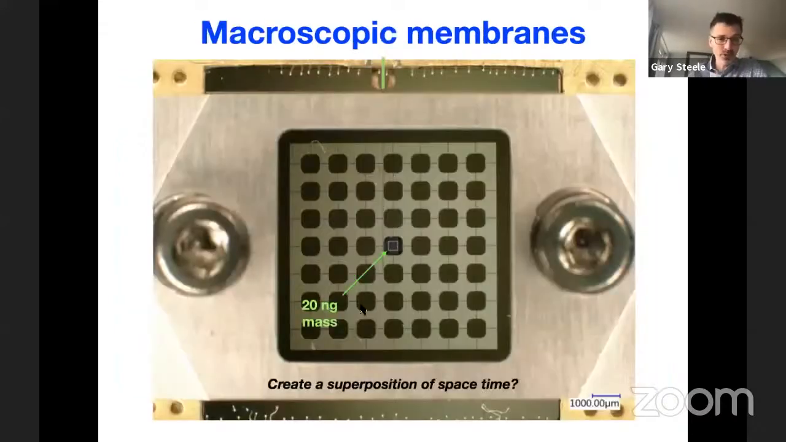So the platform that we work on is this guy here. This is a 350 micron membrane like the one I showed earlier, but now we've built it into this phononic shield to prevent phonons from leaking out, to give it a very high quality factor. And we're currently working on experiments where we want to cool this membrane to its ground state and then start to look at making quantum superpositions of its motion, which means that we would in principle have quantum superpositions of space-time.